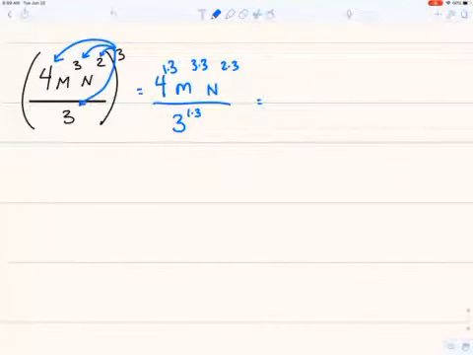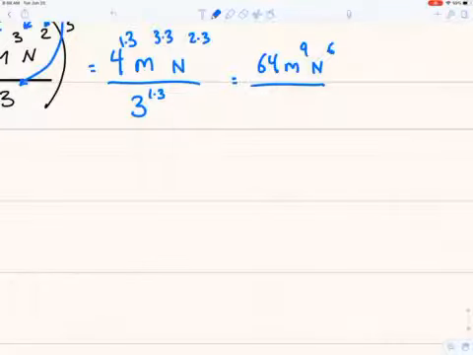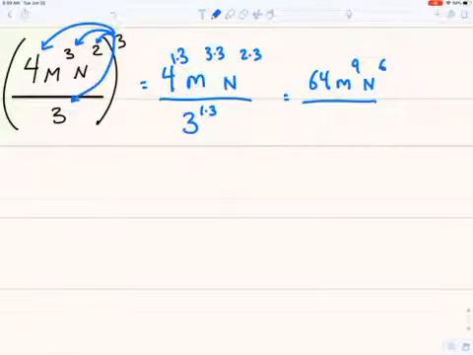Now, there's no negative exponents, which I like. That's going to make things a bit easier. I'm going to keep this as 4 to the 3rd. Let's see, 4 to the 3rd is 4 times 4 times 4 is 64. I have m to the 9th, n to the 6th, over 3 to the 3rd power, so 3 times 3 times 3 is 27.